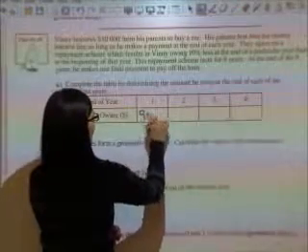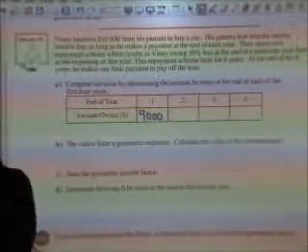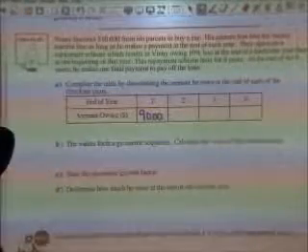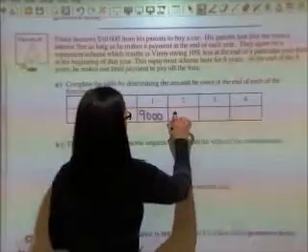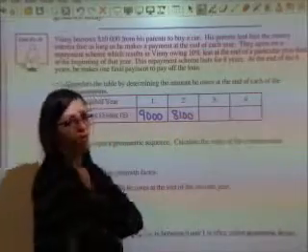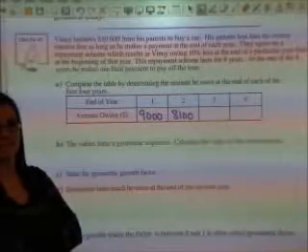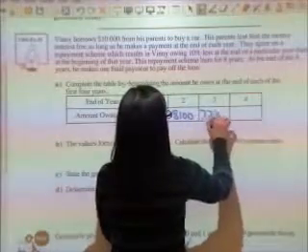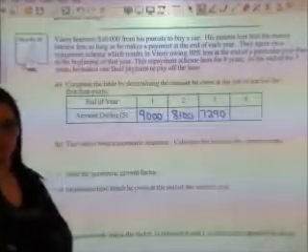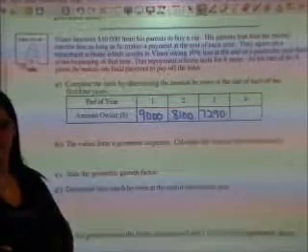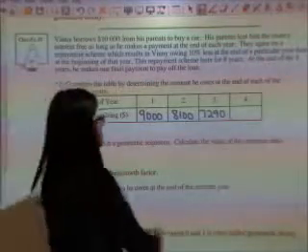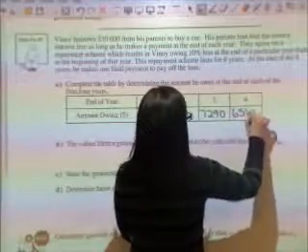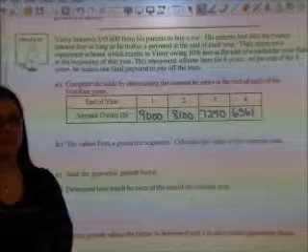$9,000. $9,000, okay? At the end of the second year, how much does he owe his parents? $8,100. The third year? $7,290. And at the end of the fourth year? $6,561. These values form a geometric sequence.